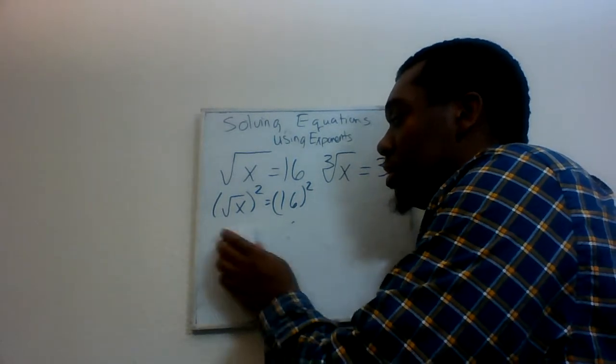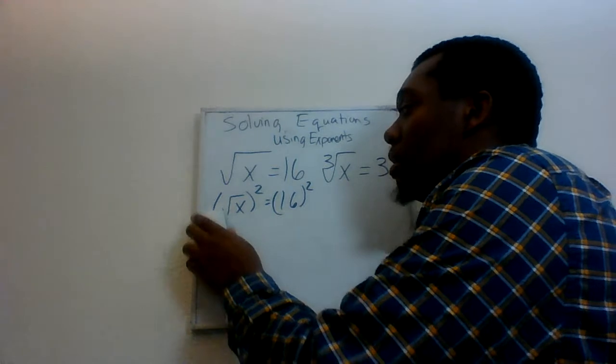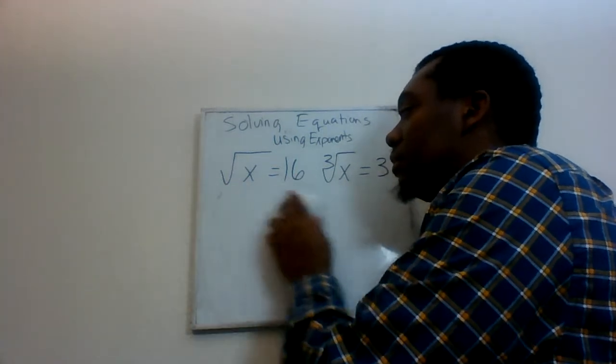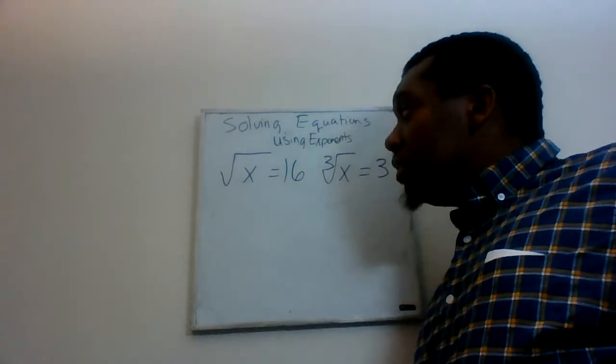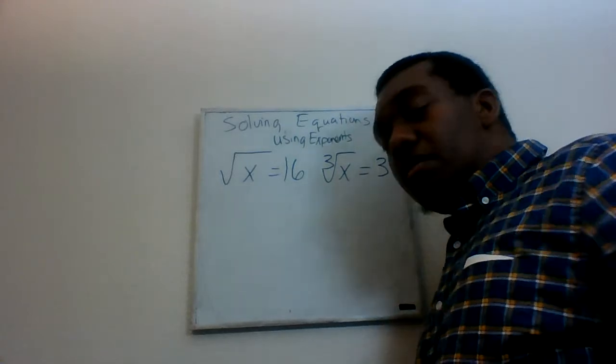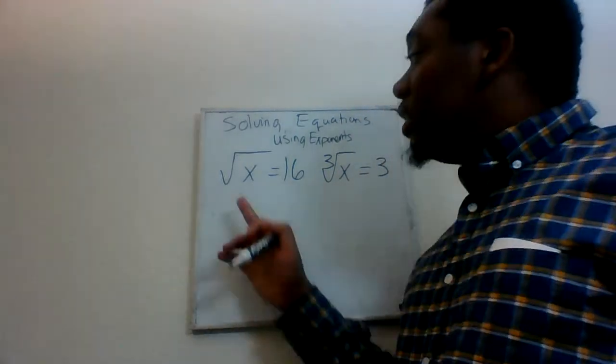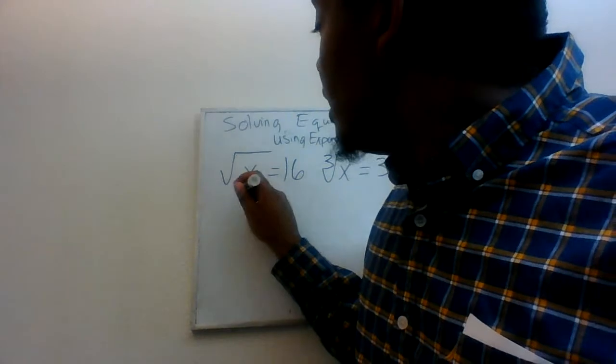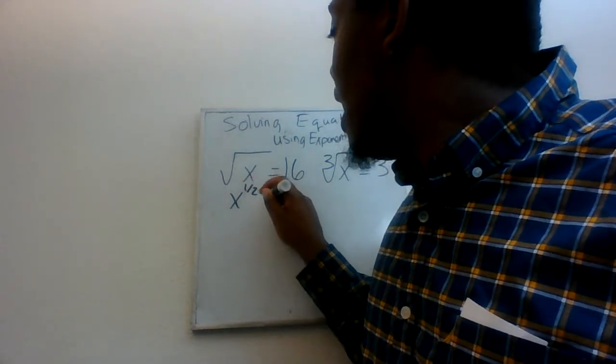Okay. Well, what if we look at that in terms of fractional exponents? So, go back up here. Instead of looking at it the way we just did, we're going to look at it as a fractional exponent. So the square root of x is the same as having x to the 1/2 power.